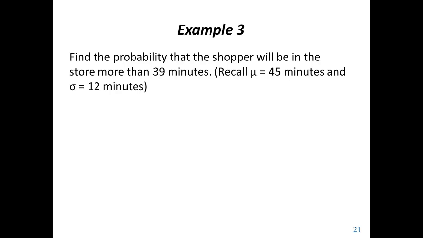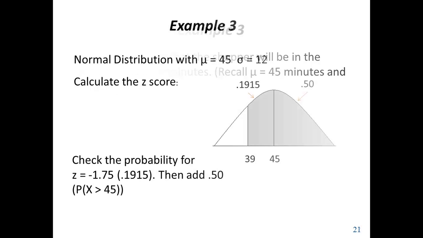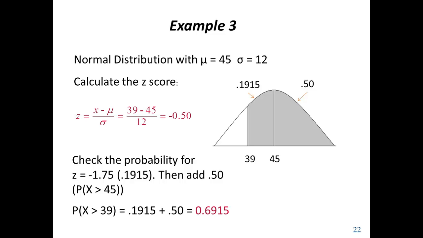And the third example, which is based on the previous one, so that means mu is 45 and the standard deviation is 12, more than 39 minutes. So we calculate the z-score, which is 39 minus 45 over 12. This is -0.5. We check the table, the probability is 0.1915, and then this area is 0.5. So we have to add 0.5. One more time, the area to the right side of the mean is 0.5, and the area to the left side of the mean is 0.5. So the answer is 0.6915.